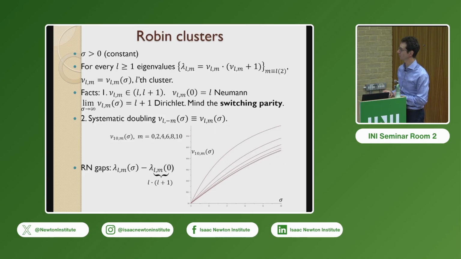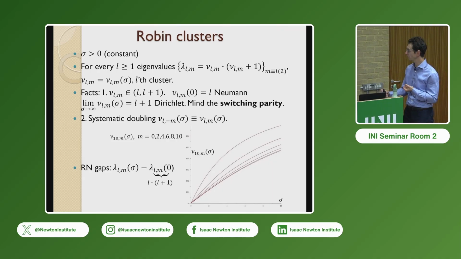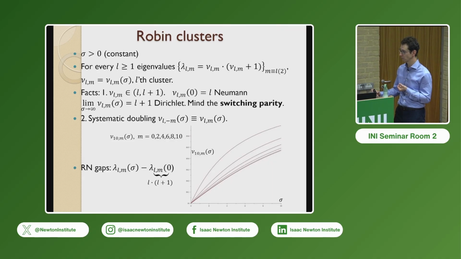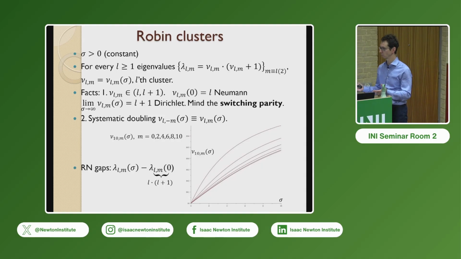There is a systematic doubling. Nu_{L,-M} equals nu_LM as a function of sigma, not just for 0, but for every sigma. These are two functions. This is called systematic doubling. Every eigenvalue appears twice, except when M equals 0. But for M equals 0, there are very few of them asymptotically as L goes to infinity.